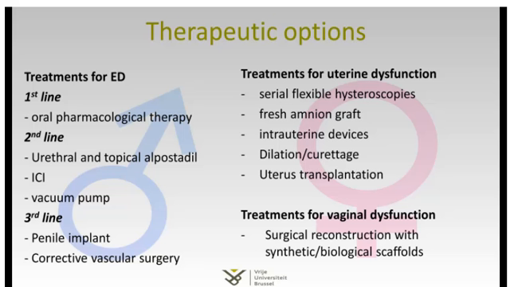We can have serial flexible hysteroscopies, or we can have grafts of, for example, fresh amnion, or intrauterine devices in general. We can also do dilation and curettage for endometrial scraping, and in very difficult cases we can go to uterine transplantation, but this will be discussed further in the pre-congress. Also for vaginal dysfunction in general, this involves surgical reconstruction with synthetic or biological scaffolds.